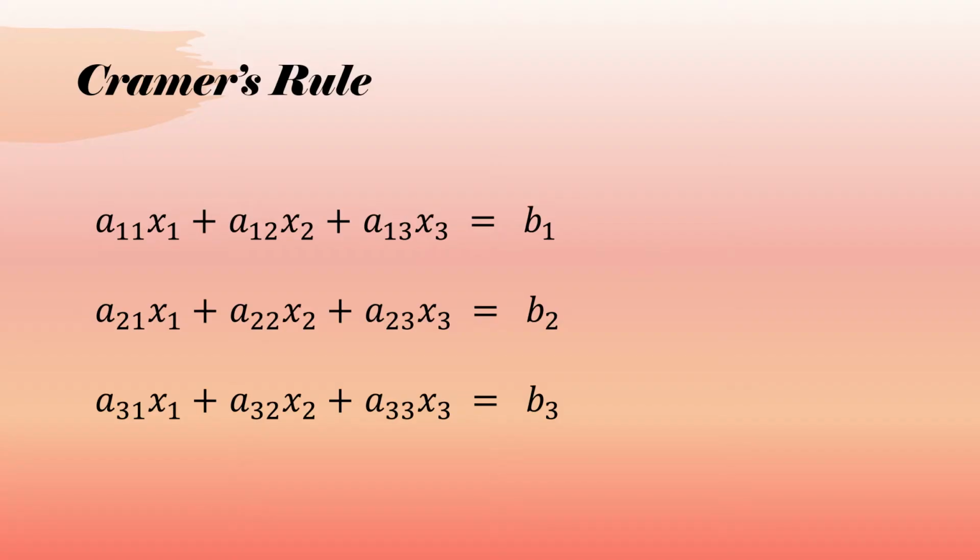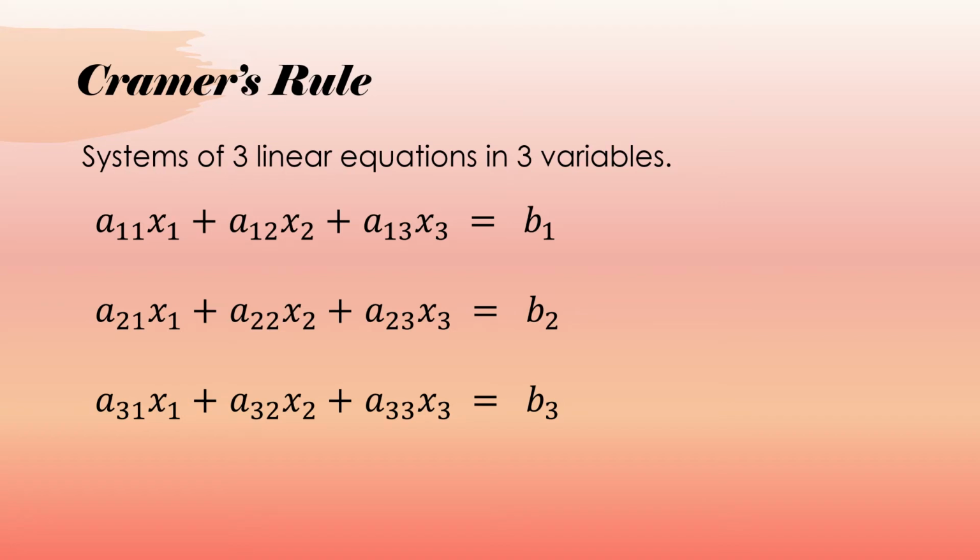Let us take this system in terms of x1, x2, x3, and we have the coefficients a11, a12, a13, b1, etc. All these are constants. So this is a system of three linear equations in three variables. We are trying to solve for these unknowns x1, x2, and x3 in terms of these constants a11, a12, etc., a33, b1, b2, b3.